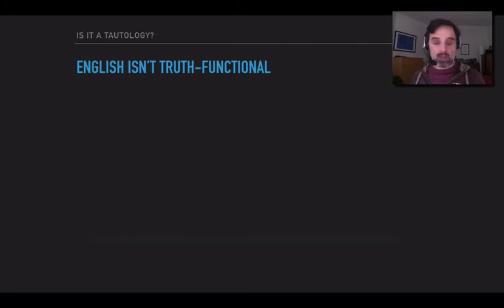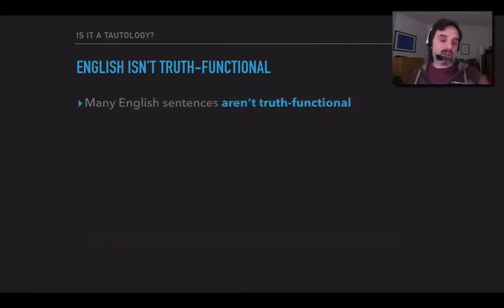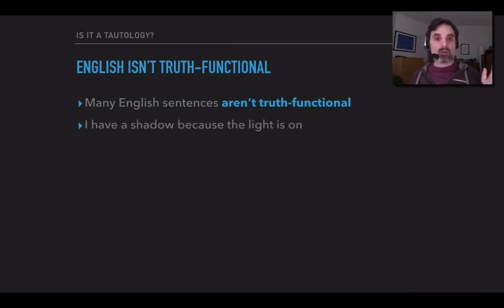English and other natural languages are not in general like this. Of course, they have words like "or," but they also have many other sentences. Many English sentences are not truth functional. So let's say we say, "I have a shadow because the light is on." That's true, right? I do have a shadow and the light is on. And not only do I have a shadow and the light is on, but it's because of where the light is and the fact that it's on that I do have a shadow. So this "because" sentence is true.